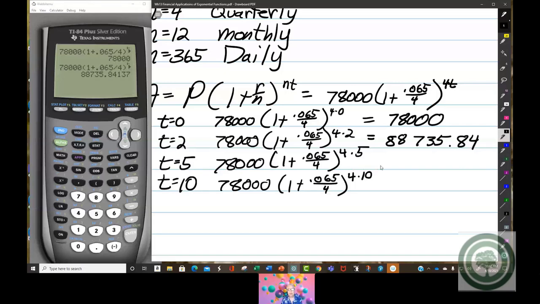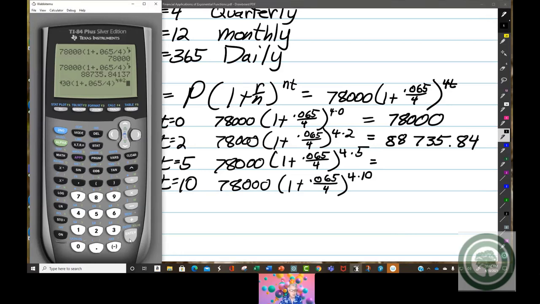But do what it tells you in the instructions. The instructions that are right under the answer box. Okay, now I'm going to second enter again, and all I have to do is back up. And now they're looking for t equals 5. So times 5. Everything else stays the same.